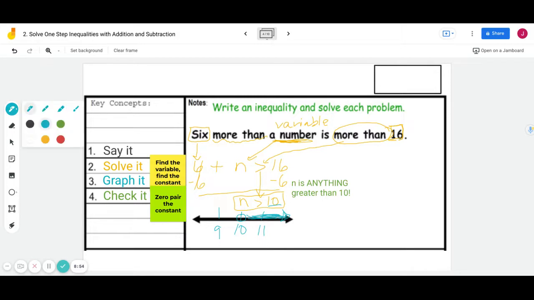Let's check it. Is 6 plus n, I was going to write n, but we're going to use 11 because that's in our shaded part. Is 6 plus 11 greater than 16? What's 6 plus 11? 17. 17 is greater than 16. Yay! That's a yes. Pause if you need to.